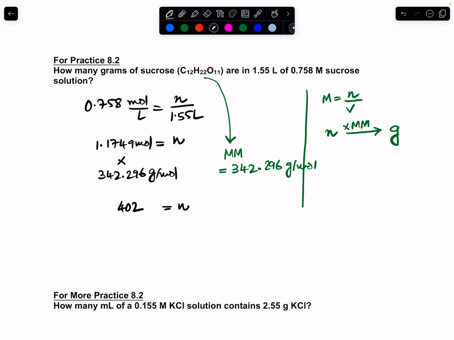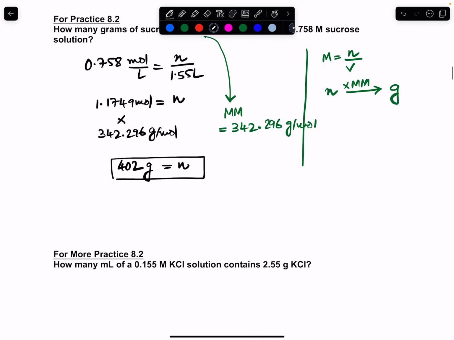Give me a second. I think we're solving for grams, right? Okay, how many grams of sucrose? Okay, so the number of moles is there. So if you multiply number of moles with the molar mass, we get grams. So that's 402 grams. Okay, there you have it.